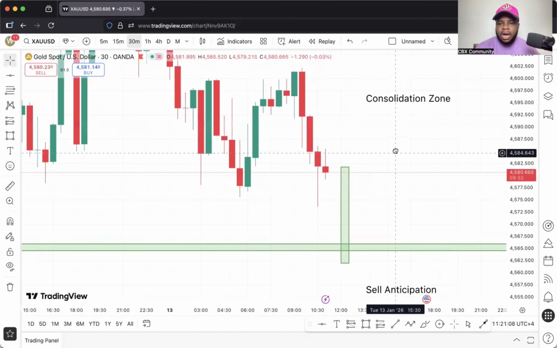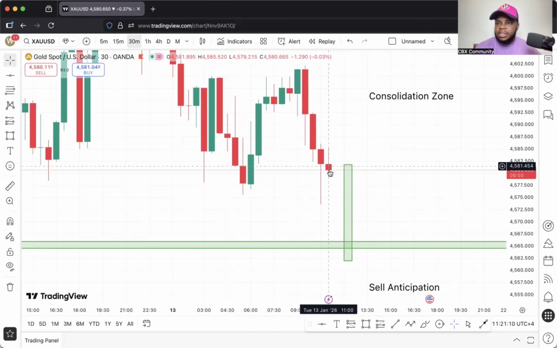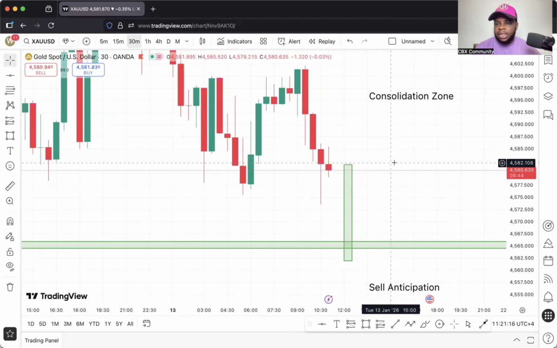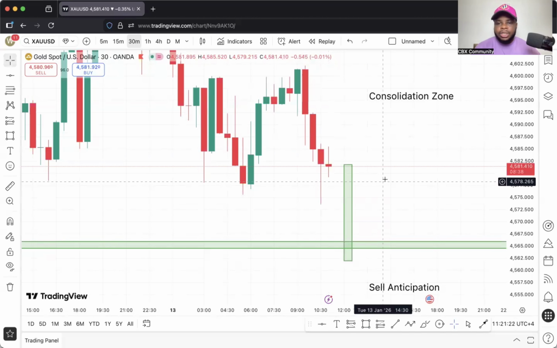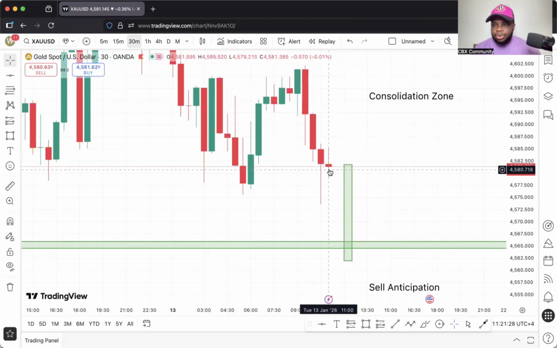Looking at how this candle formation is, it came down to form a wick, went up to form a wick. We are not sure if this candle will continue to come down, but anything can happen. So all we need to do is just sit back and watch what this candle wants to do.